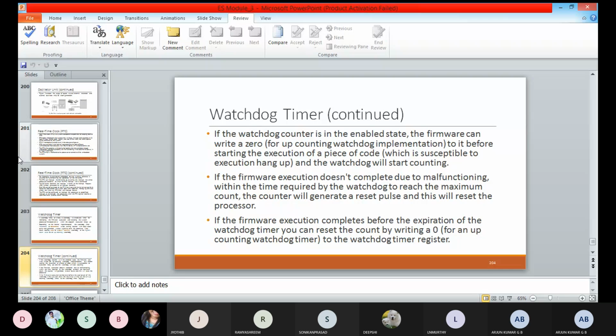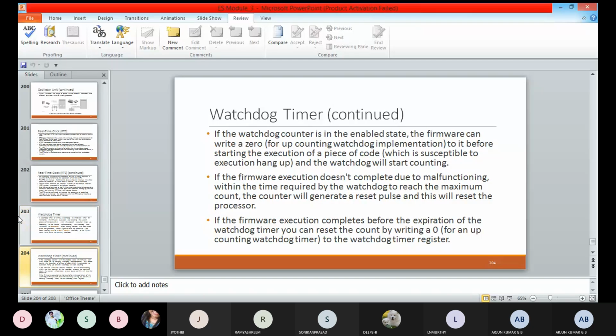Okay, same as that. Suppose your laptop is hanging, what will you do? You'll go for the reset only. If you reset, that means all the programs that are there in your system processor will be reset.